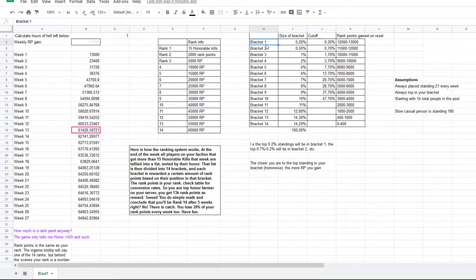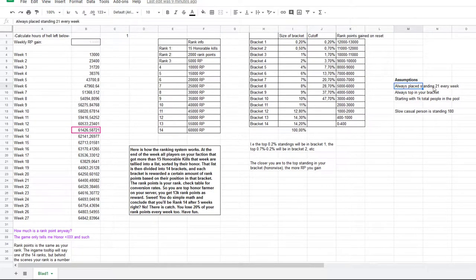So the top bracket has the most honor, but it does not necessarily directly relate to the amount of RP you're getting. You could get 15,000 honor, and as long as literally everyone on the server was working together to not get more than that, you would still be bracket 1, and you would still get rank 14 after a certain amount of time. Or you could do 2 million honor and be the top. It doesn't matter. It's just all about the percentage and where you are within the total player base.